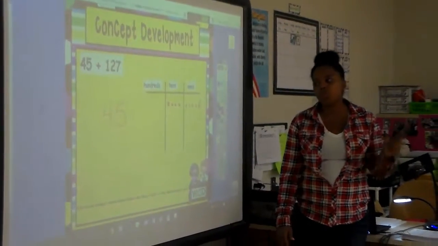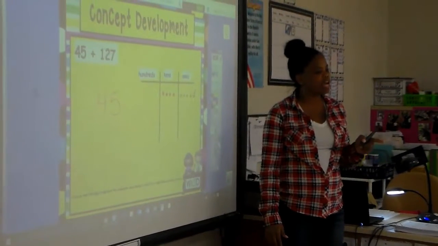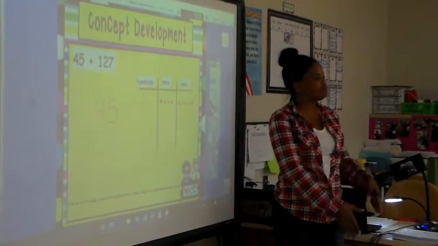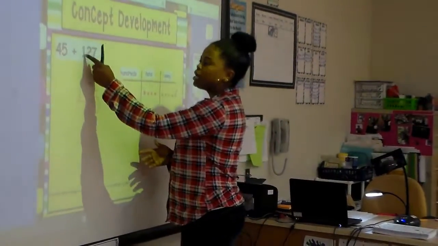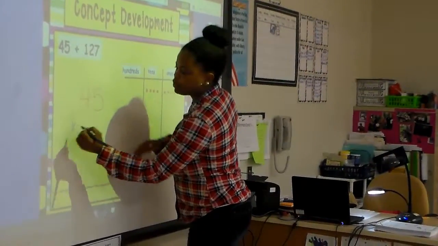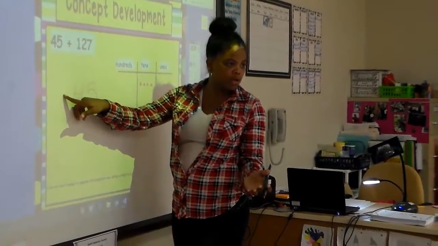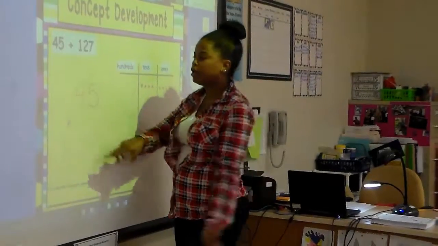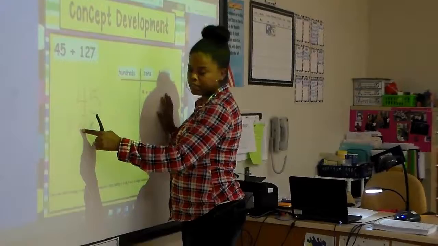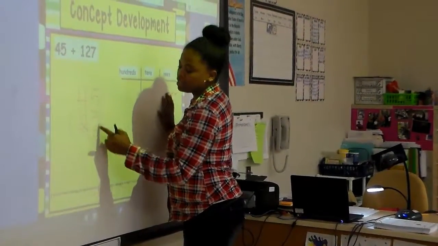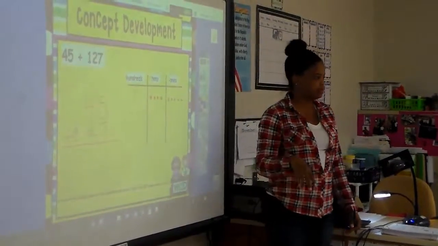My second number is 127. So I need to make sure my numbers line up correctly. My hundreds in my hundreds place, my tens with my tens, and my ones with my ones. So I have 100. I'm going to put that over here in this space right here, where this empty space for hundreds is. That's called a placeholder. I know the hundreds go there, so I'm going to write my 100 there. My 2 tens, I'm going to write underneath the 4 tens, making sure they line up together. And then my 7 ones underneath my 5 ones, making sure they line up together. I can draw my line and my plus sign.